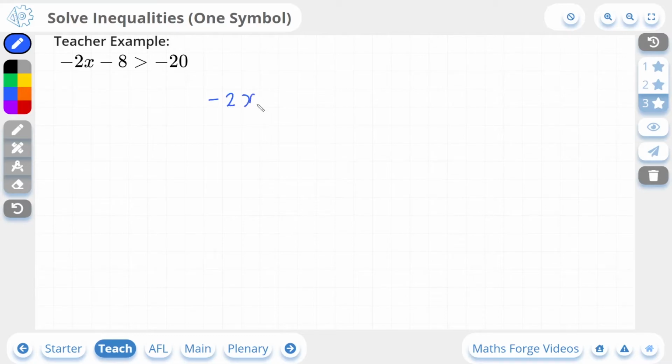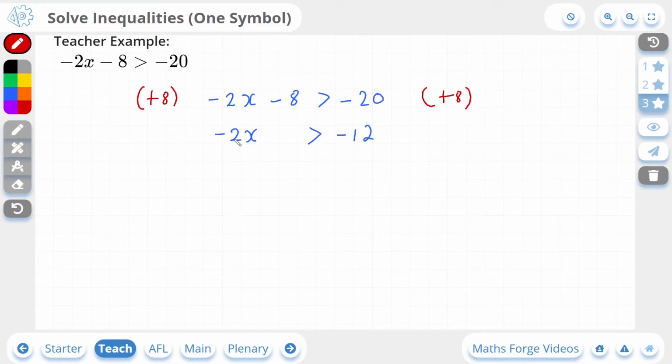Here we have minus 2x minus 8, which is greater than negative 20. So the first value I'm going to get rid of here is this minus 8, and we're going to do this by adding 8 to both sides of this inequality. This is now going to leave us with minus 2x, which is greater than minus 12.